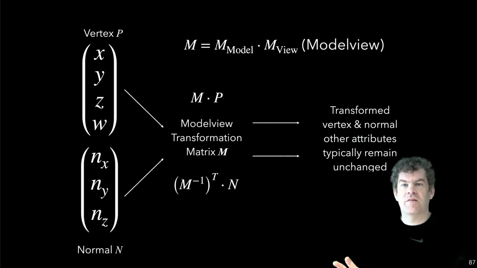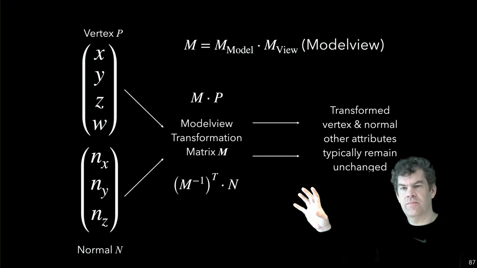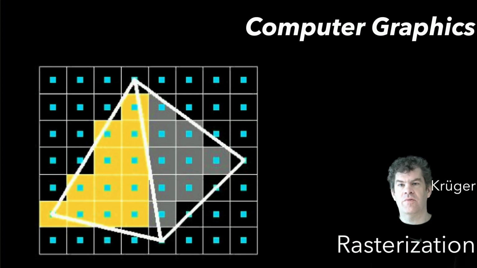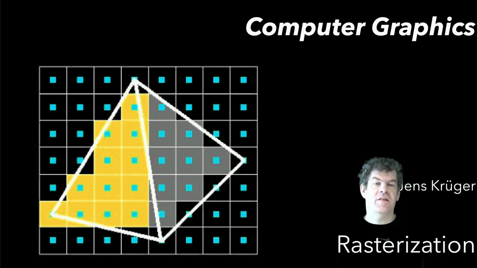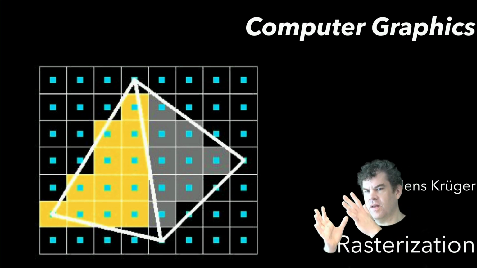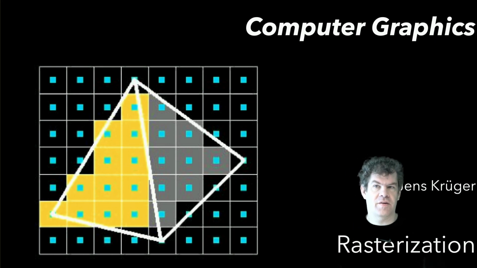Now, what is it with this model and this view thing? Why are there two matrices? Why are they multiplied together? Isn't this just one transformation? Well, in the end, it's one transformation called model view, but where do these things come into play? We'll see that in the context of rasterization, which will be the topic of the next stream. I'll tell you why I suddenly talk about different matrices and then end up multiplying them together.